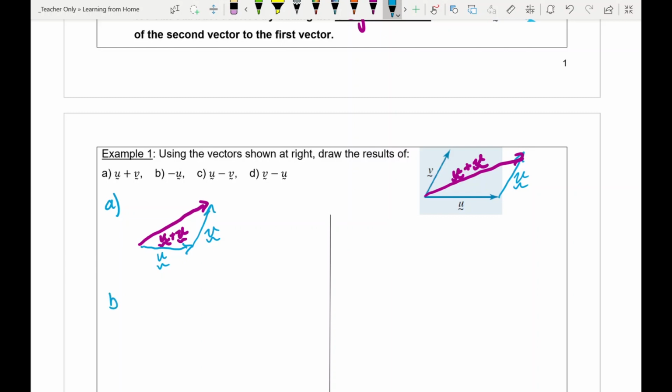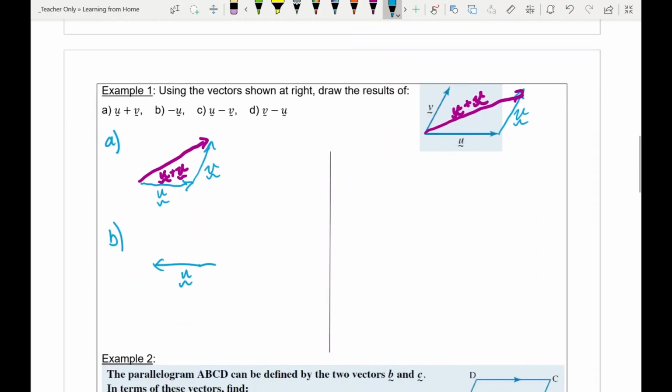Okay, part B, we are looking at negative u. So it's the vector u, but now in the opposite direction. So instead of being an arrow to the right, it's an arrow to the left, and we try to get that magnitude to be the same as well.